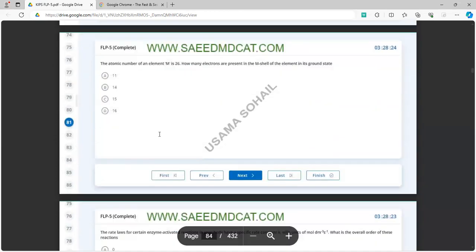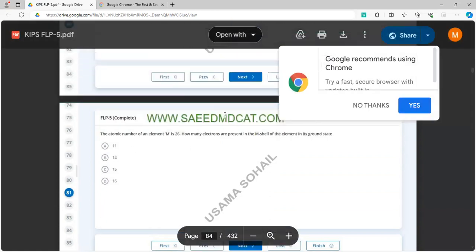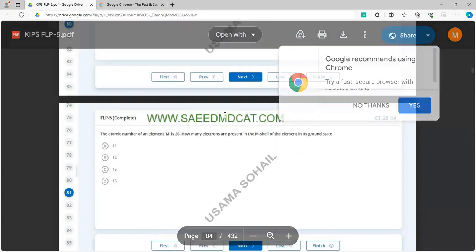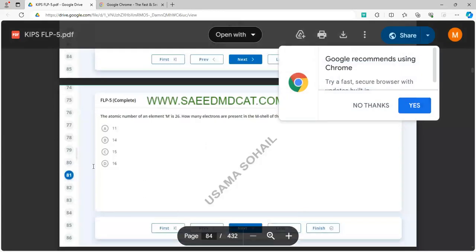Now, in question number 81, the correct option will be B. There are 14 electrons. You need to understand that the M shell can hold a maximum of 14 electrons in its ground state. The first shell can hold a maximum of 2 electrons. The second can hold a maximum of 8 electrons. Likewise for the third as well, but the M shell can hold 14 electrons in its ground state.